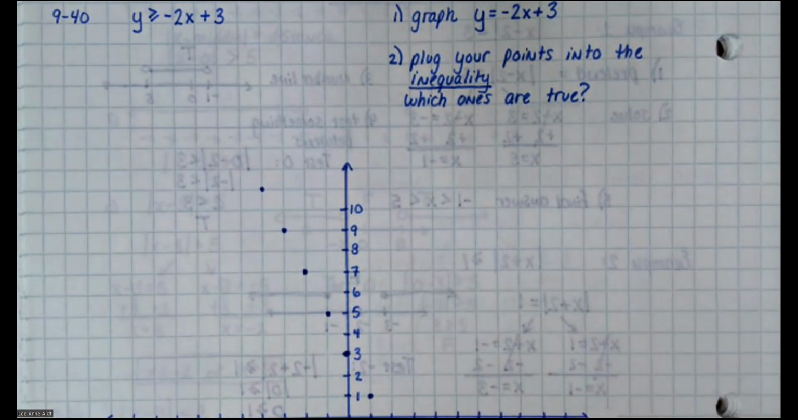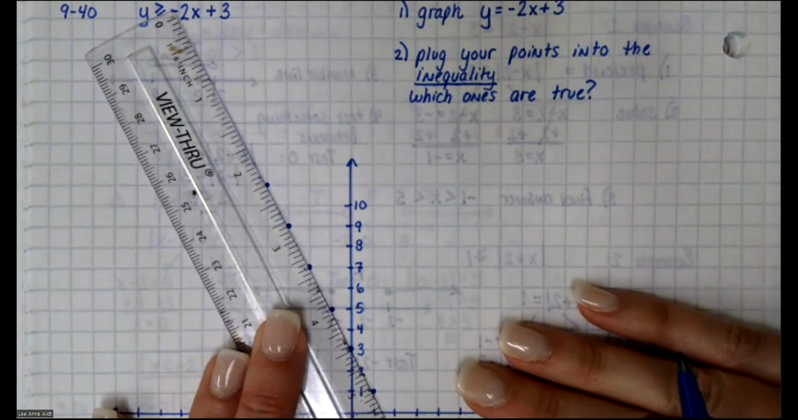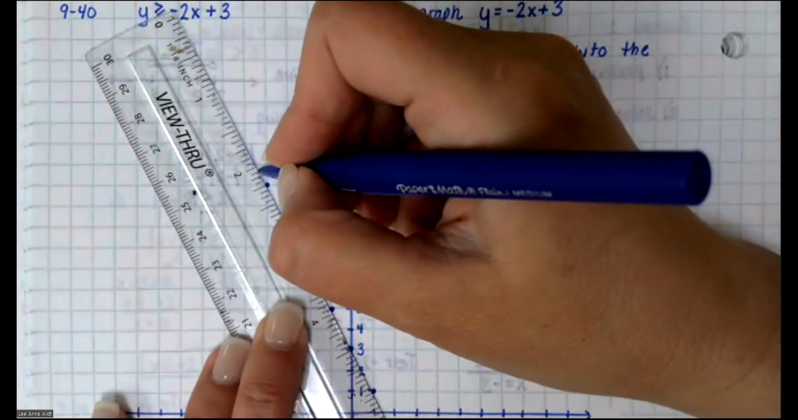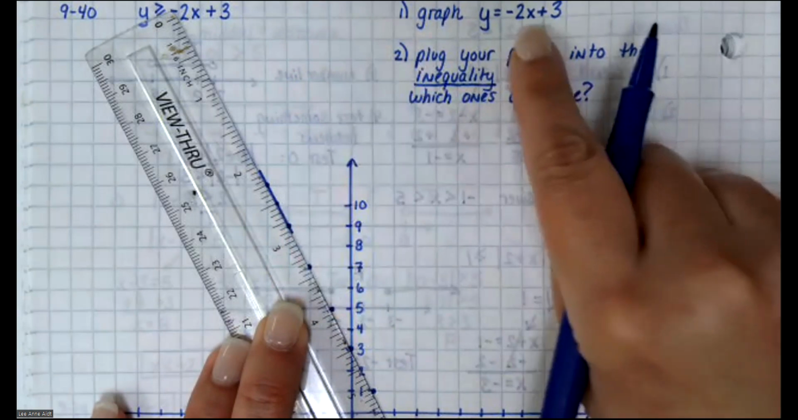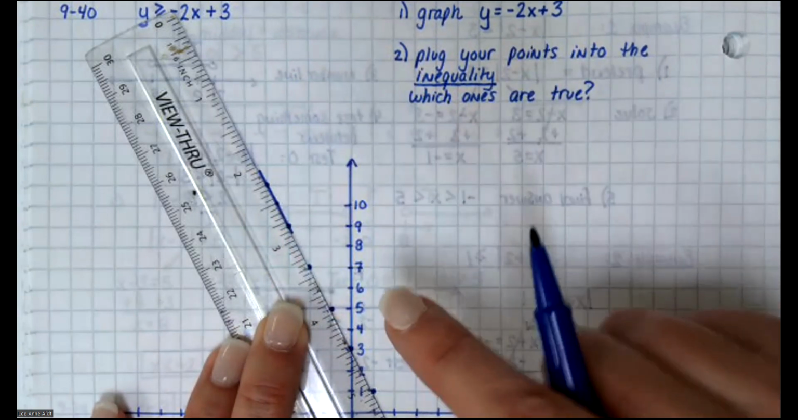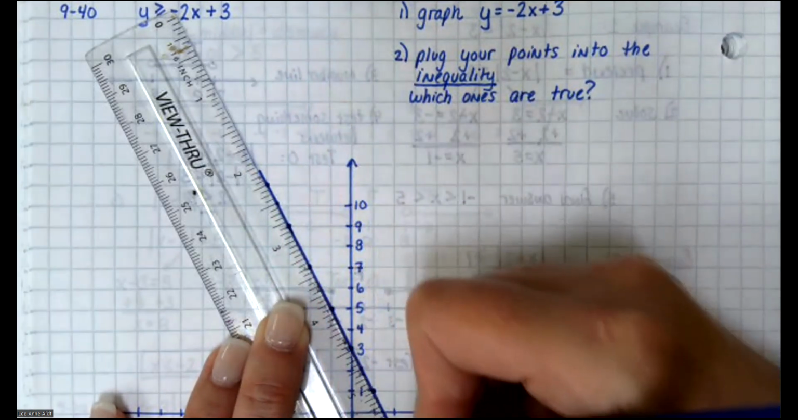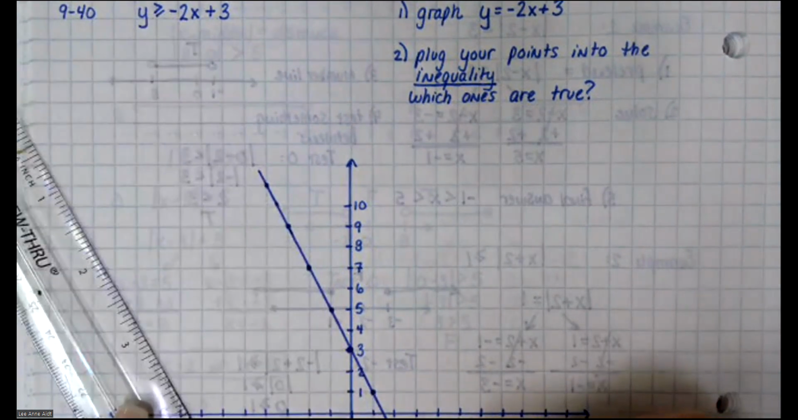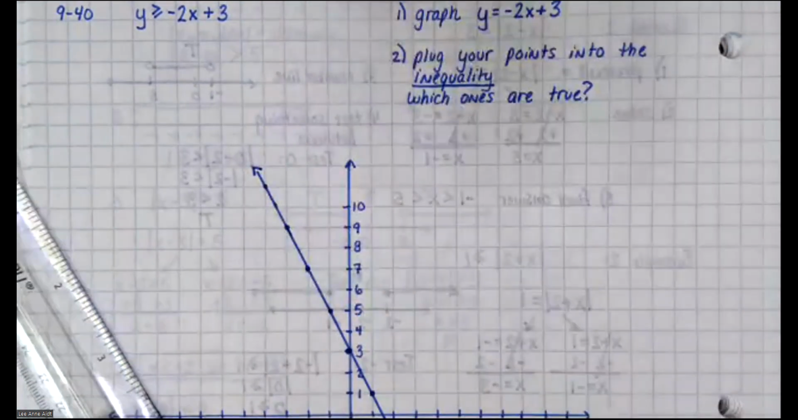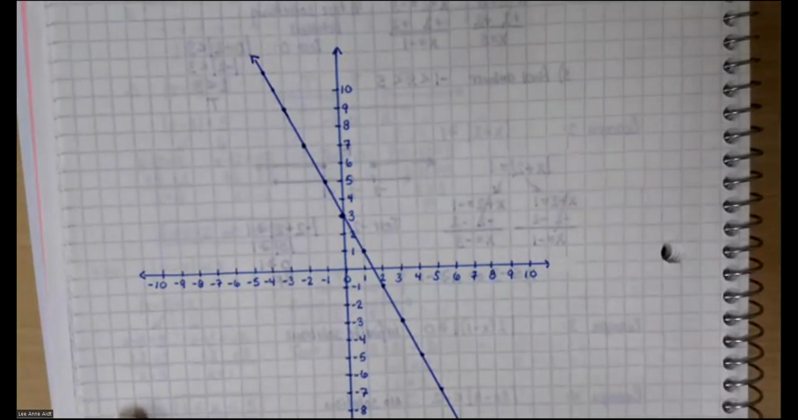Is my line hilarious? Super funny. Yeah, so I went up 3 for the y-intercept, and then I went down 2 over 1. And then I backtracked, back 1 up 2 a bunch of times. So I now have this line.